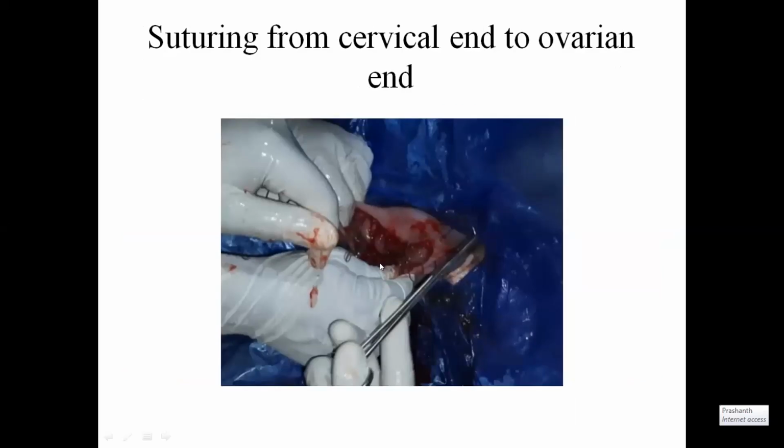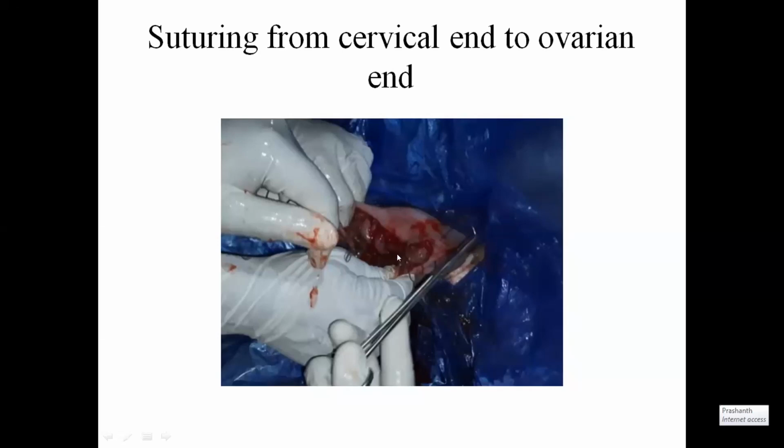Then coming to the suture, always start the suturing from the cervical end. This is the head side of the animal. I took the animal to the right lateral recumbency. This is the tail side, which means this is the cervical end, the end towards the cervix. And this is the end towards the head of the animal. So the incision was given from the ovarian end to the cervical end. Now the suturing should be started from the cervical end to the ovarian end.